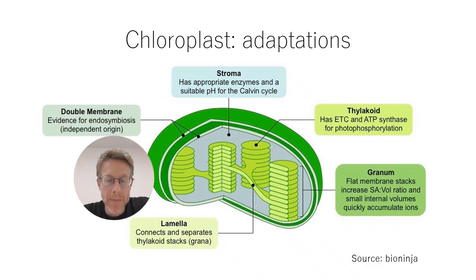Another adaptation of the grana, the thylakoids specifically, is they have a very small volume within them. This is analogous to the small volume within the intermembrane space in the mitochondria. It allows hydrogen ions, protons, to build up rapidly, which is necessary for the light dependent reactions to occur.